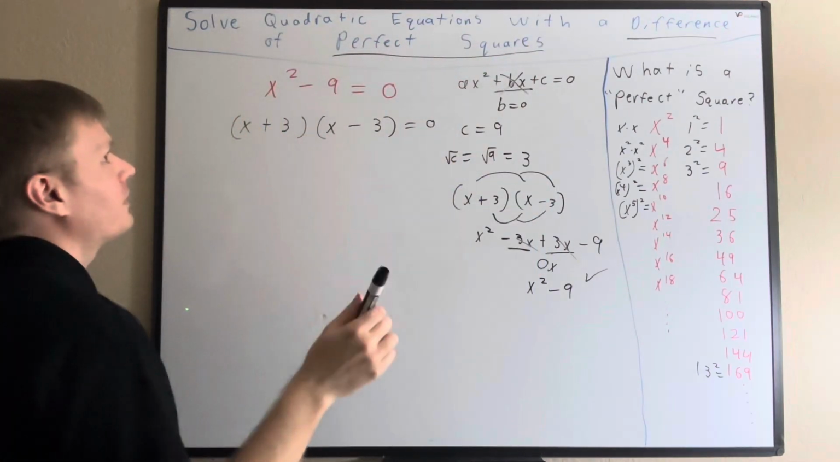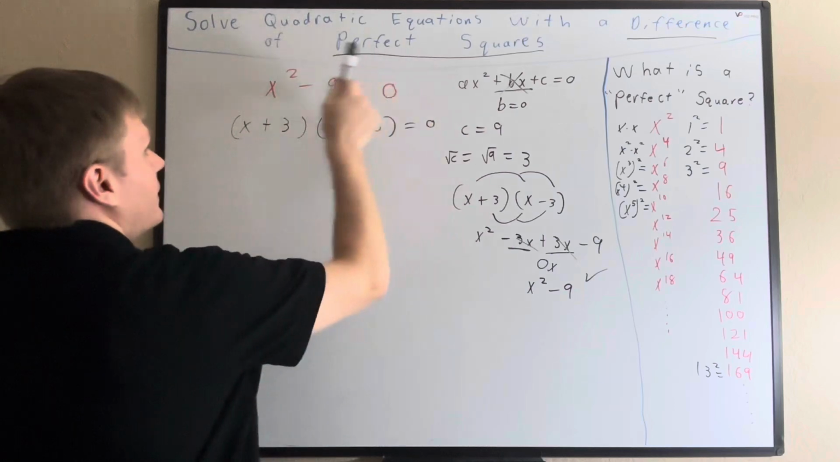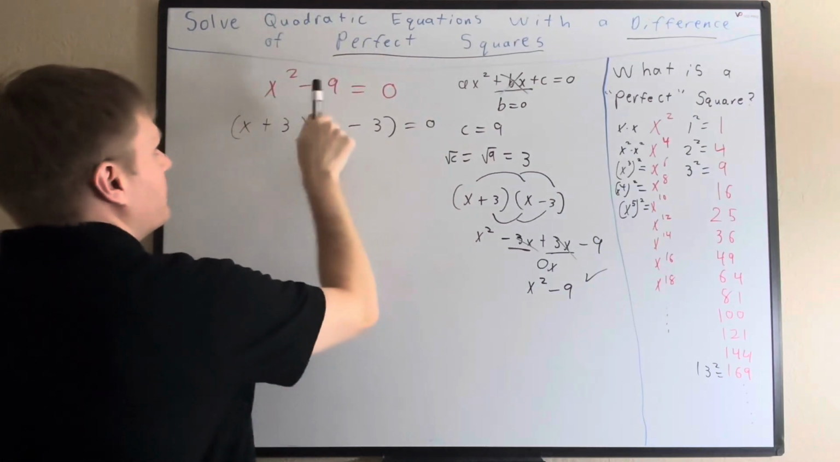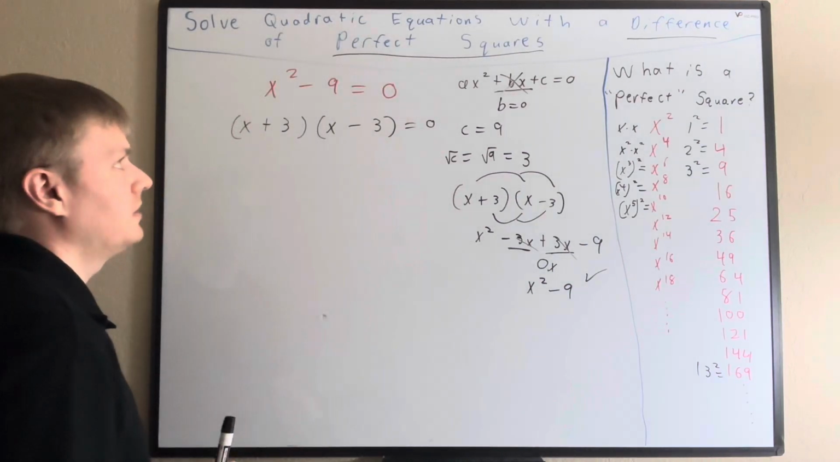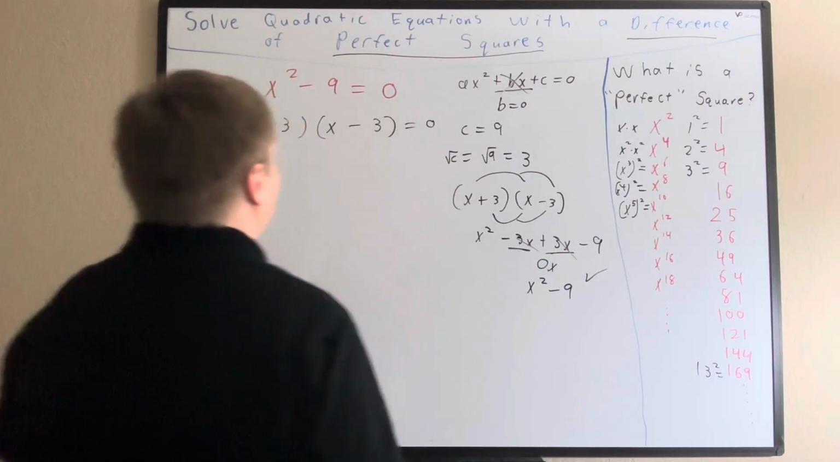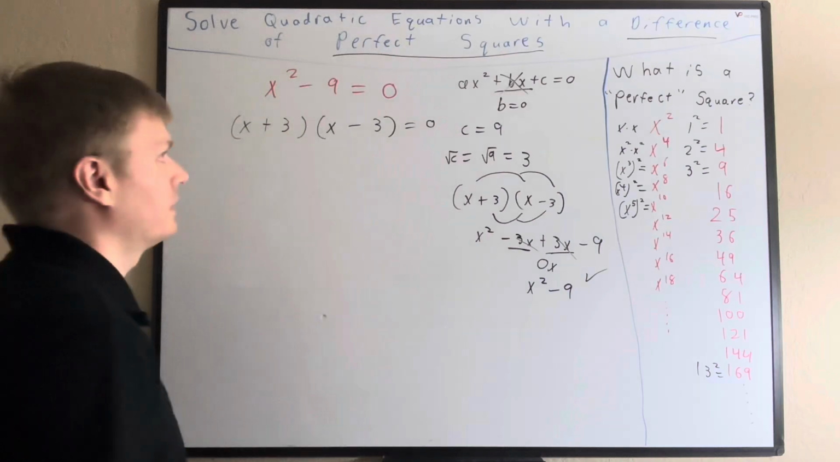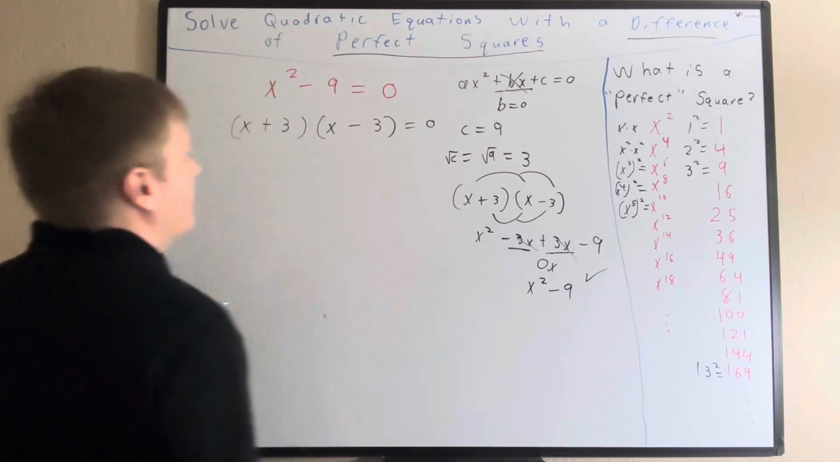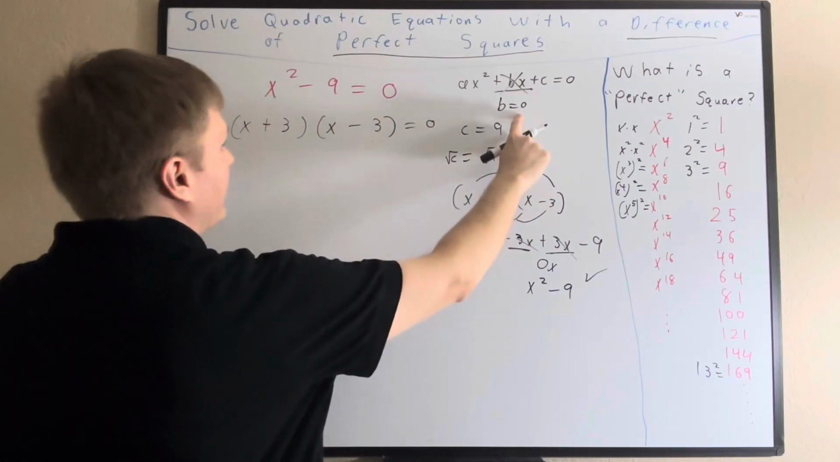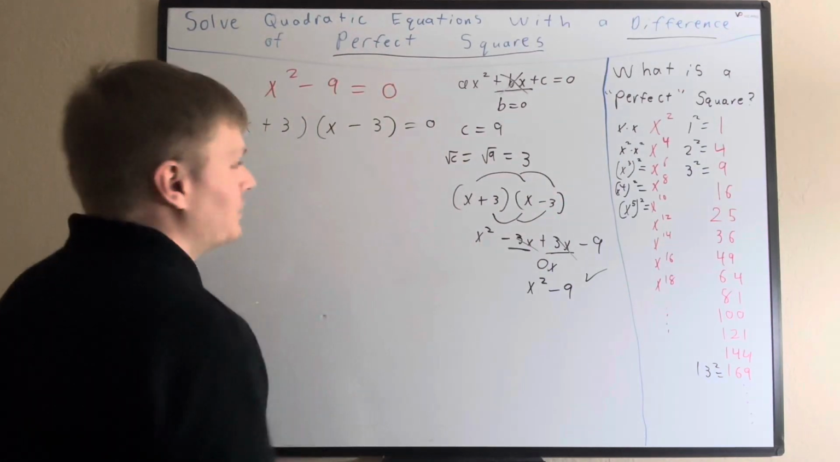You got to make sure that you've got a difference of perfect squares. Both of them are perfect squares, and they're being subtracted. If they're being added, it doesn't work. If one of them is not a perfect square, it doesn't work. If b doesn't equal 0, then it's not a difference of perfect squares.